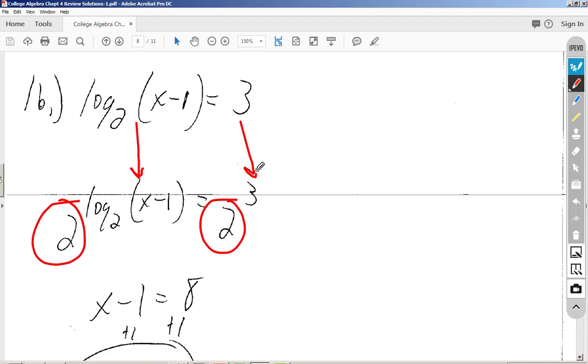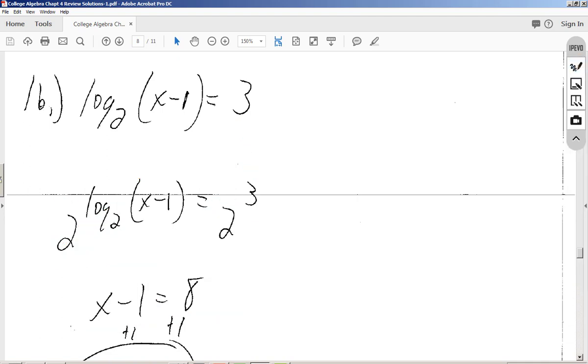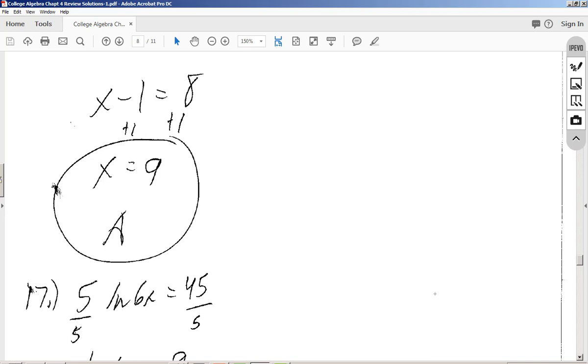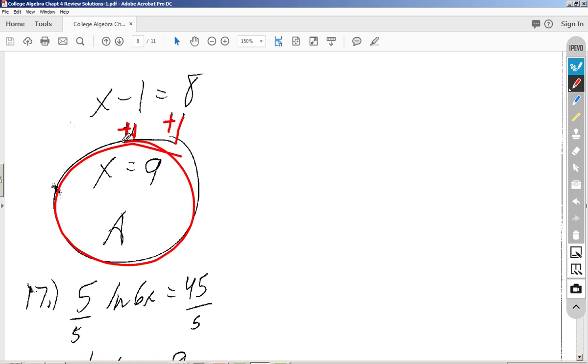So remember, what you do to one side of the equation, you have to do to the other. Now I can go ahead and solve this, because these are opposites of each other. They're going to cross out. I'm just left with x minus 1. And then, of course, 2 to the third is going to give me 8. So now finishing this equation off, I'm just going to add 1 to both sides. So adding 1 to both sides, I get my answer of 9. And that matches A.